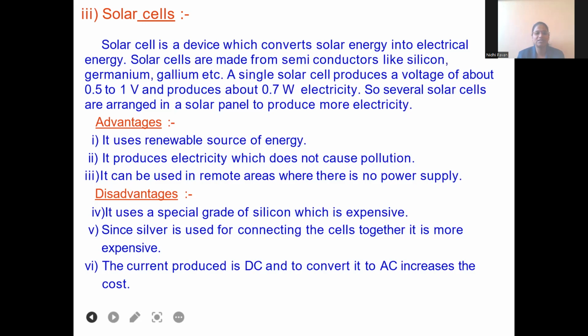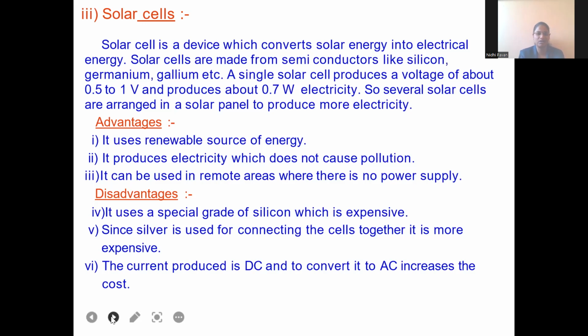Then disadvantages. It uses a special grade of silicon. It is made up of silicon, and actually it is very expensive. And silver is used for connecting the cells, and we know that it is also expensive. The current produced will be DC, that is direct current, and it has to be converted into AC, which increases the cost. So overall, it is expensive.